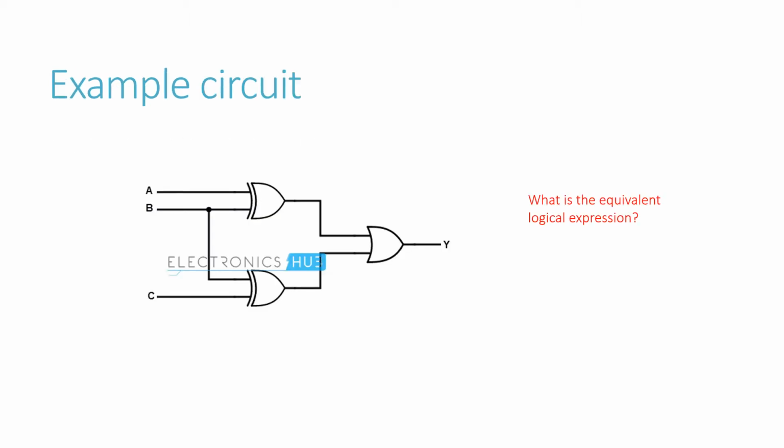So here's an example circuit. You can see I borrowed it from Electronics Hub, and I'm going to work out the equivalent logical expression to this circuit. So as always, see if you can keep ahead of me. That would be a really good way to test your understanding and then check immediately with what I do. So what do we do first?